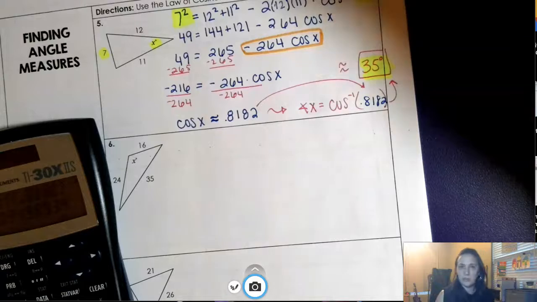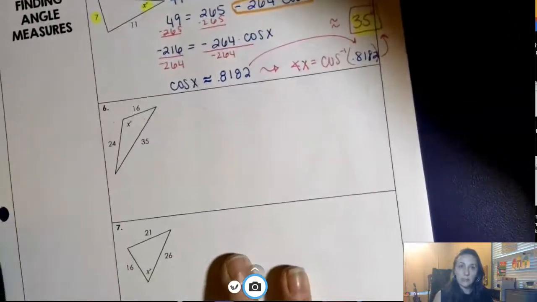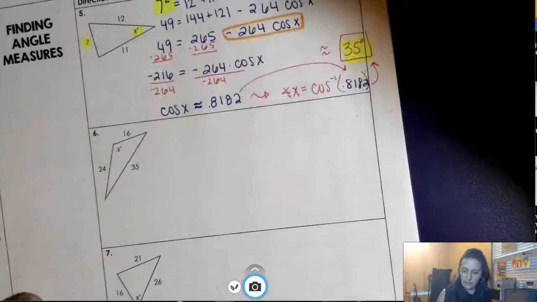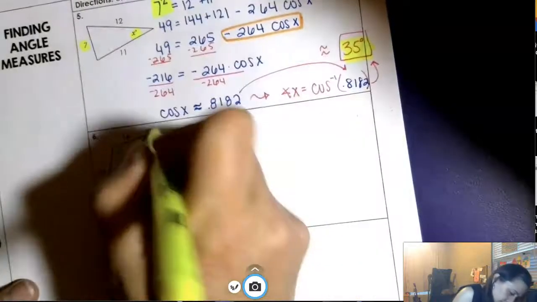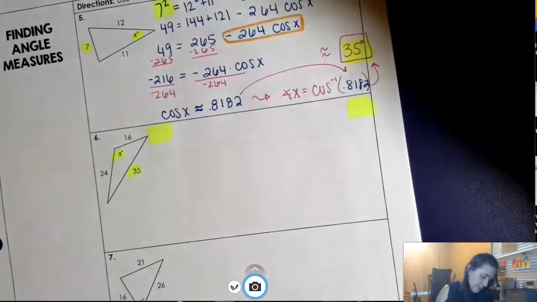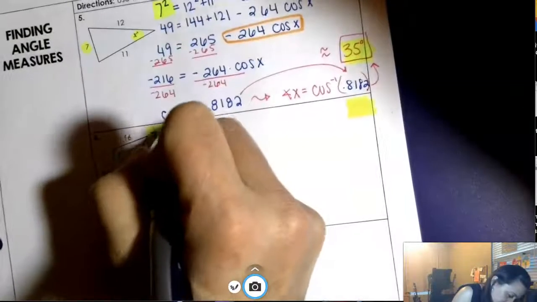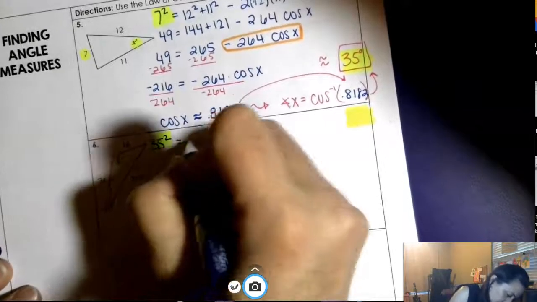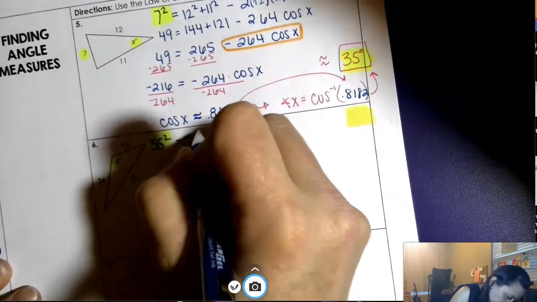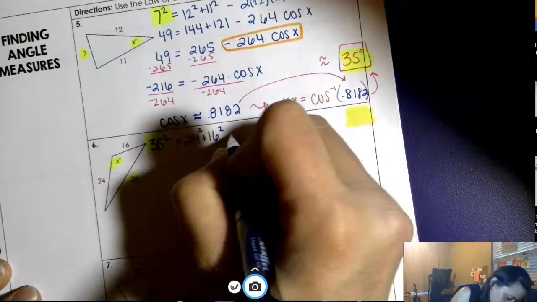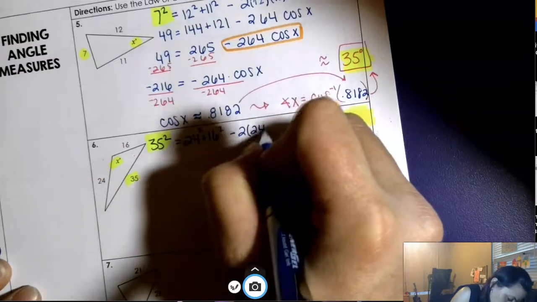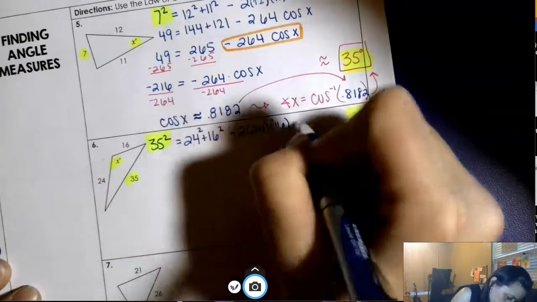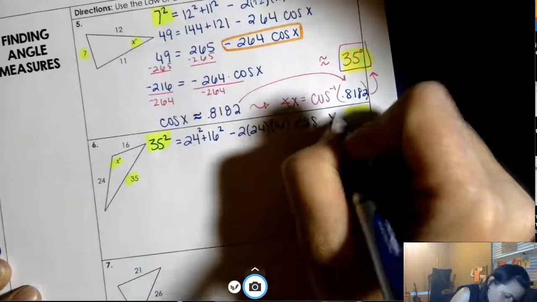So let's only do this for one more. We're going to do this for number 6, set it up, come back, see if it's correct. So my angle and my side that I'm looking for, my side first, 35 squared, equals 24 squared plus 16 squared, minus 2 times 24 times 16 times cosine of x.